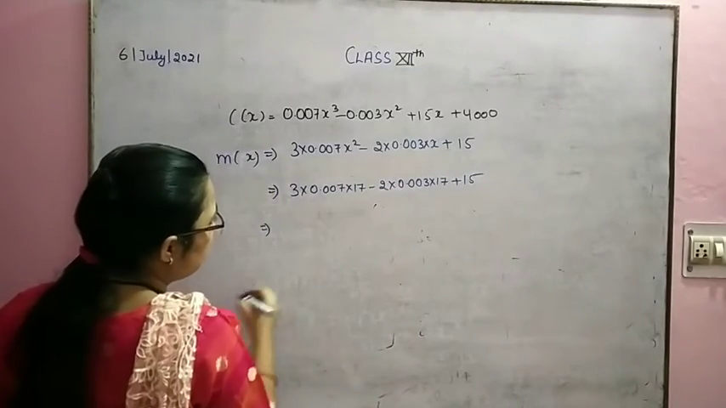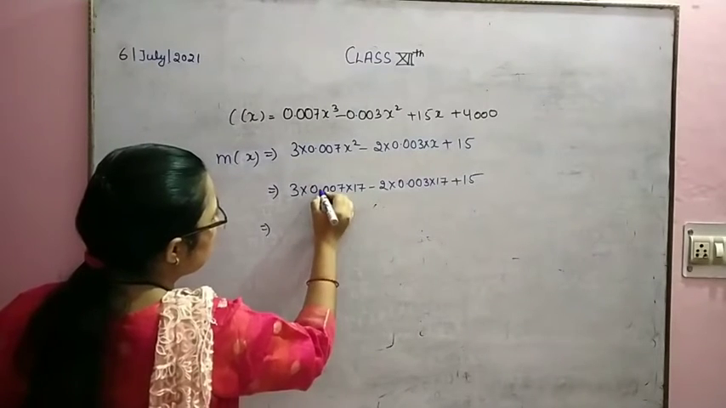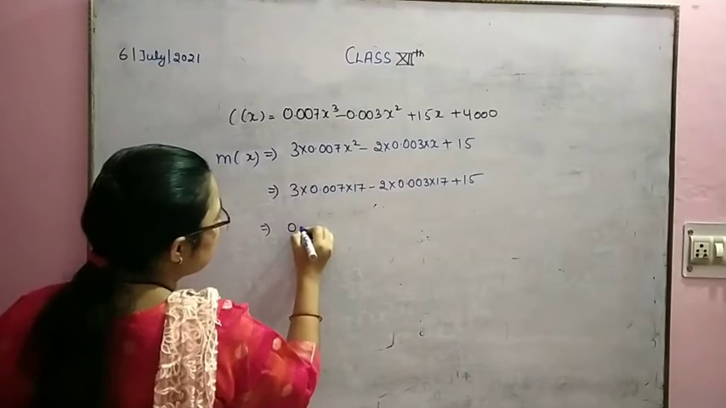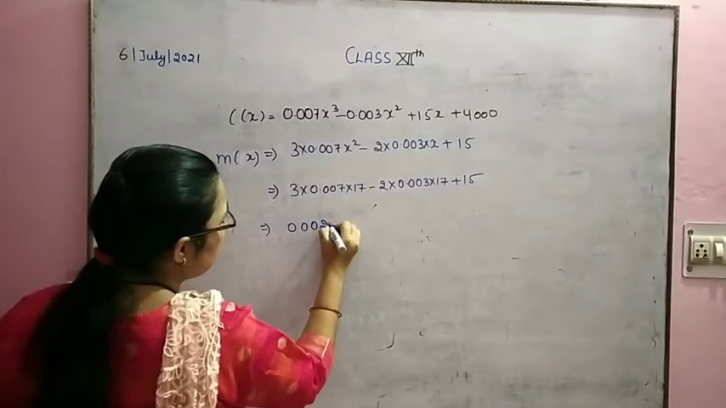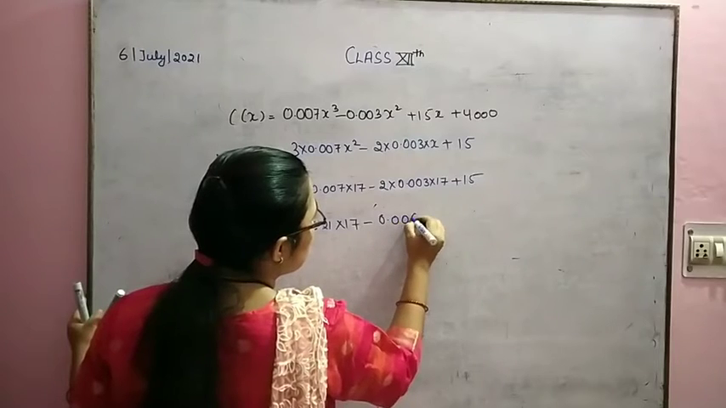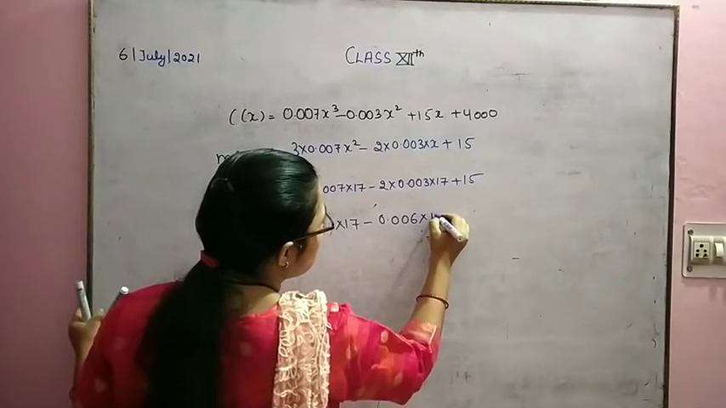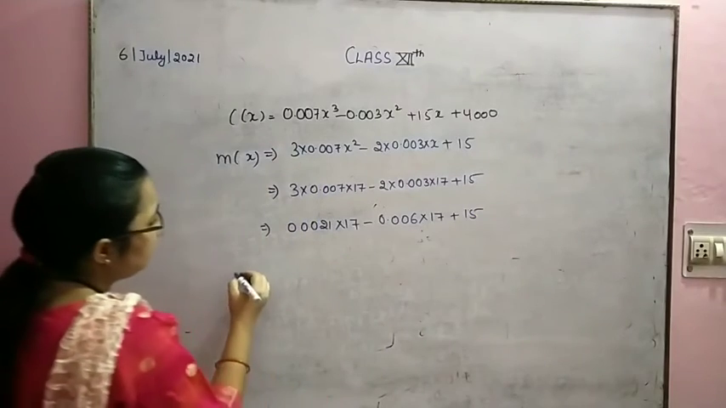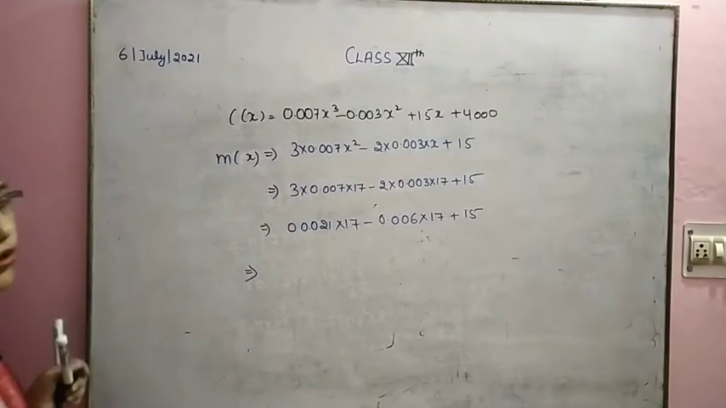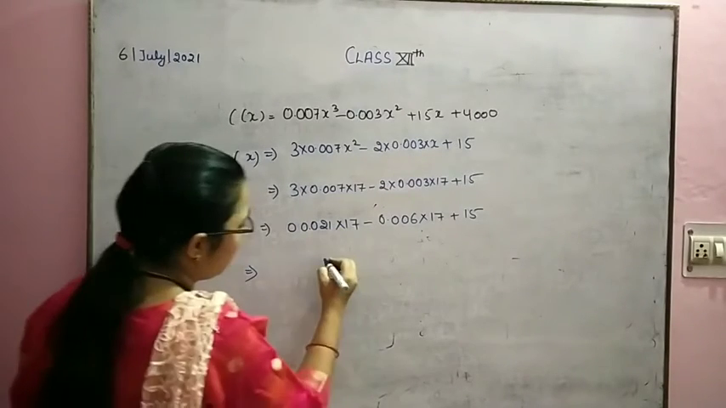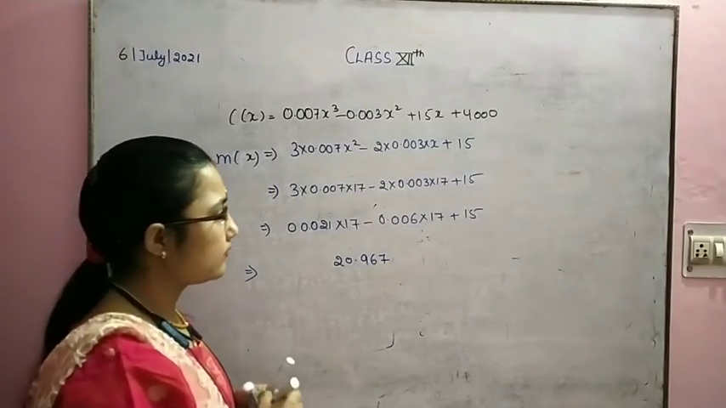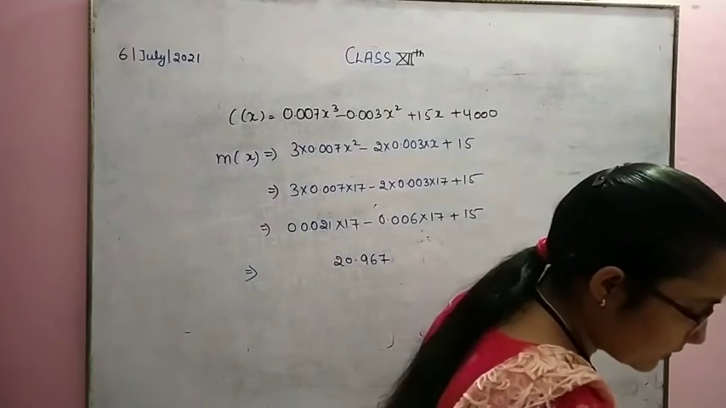Now 3 sevens are 21. We get 0.021 into 17 minus 0.006 into 17 plus 15. Okay. After solving this, we get 20.967 rupees. Correct? Now come to the next.